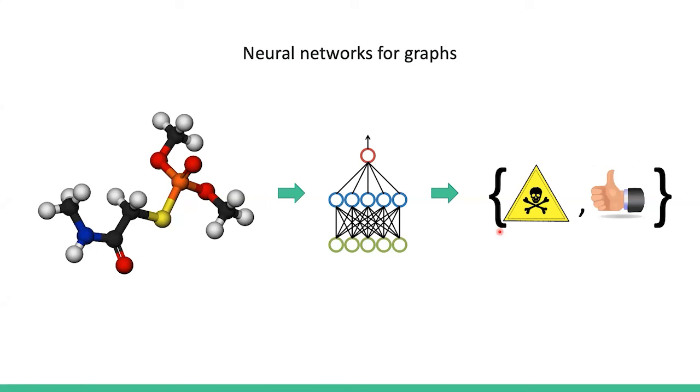Okay, so we have a molecule here that is represented by a graph. So we give this graph representation to our neural network, our machine learning model. What we want to have in output is a classification of the molecule. So for example, whether it is bad for human health or it's okay for human health, okay?